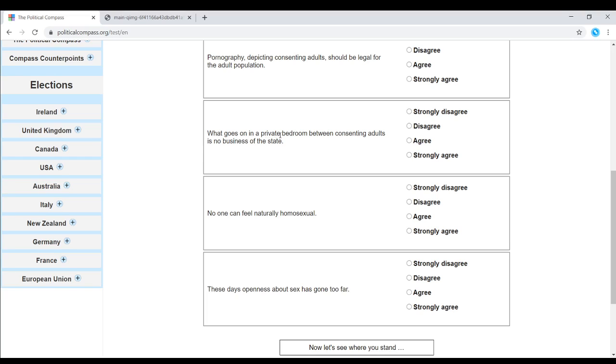What goes on in the private bedroom between consenting adults is no business of the state.